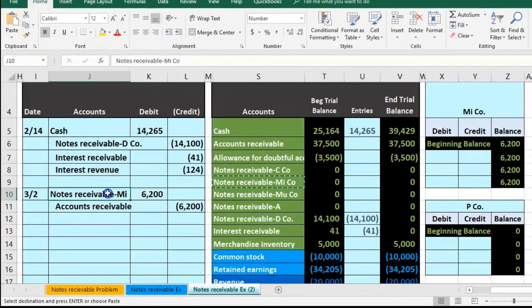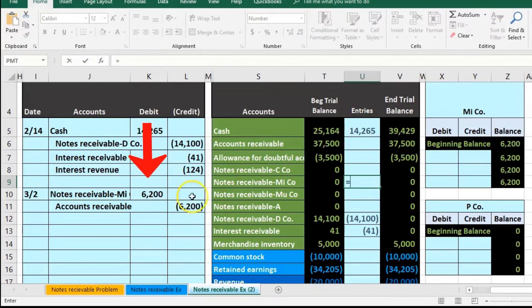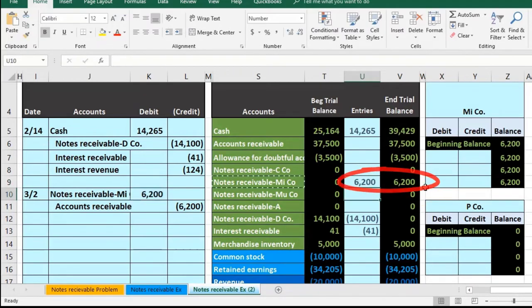Let's record this. Here's the notes receivable for MI that we're going to record. Here it is on the trial balance. We're going to record that in U9. So within U9, we're going to say equals. We're going to point to that 6,200, bringing that zero balance up by 6,200 to 6,200.